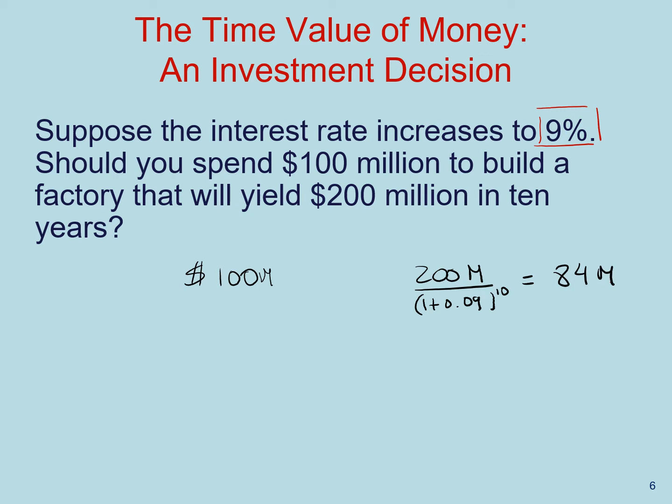So if the interest rate increases, in this case, it would be much better to just keep your $100 million and put it in the bank, letting it grow for 10 years rather than investing it, because the equivalent would be $84 million today. So here we see an important relationship between the interest rate and the present value of a future sum. As the interest rate rises, the present value of a future sum decreases.